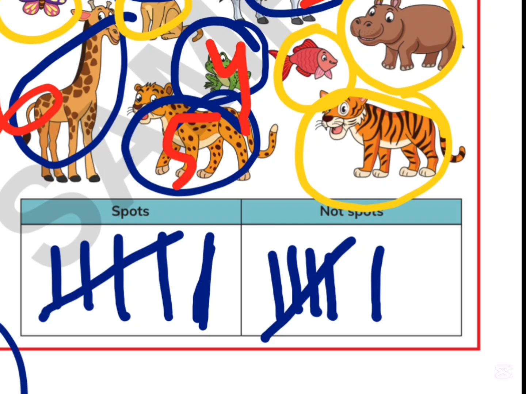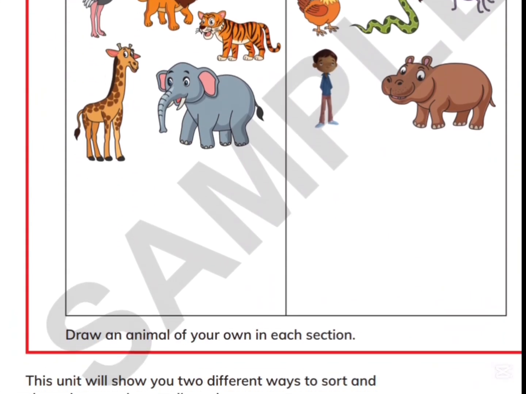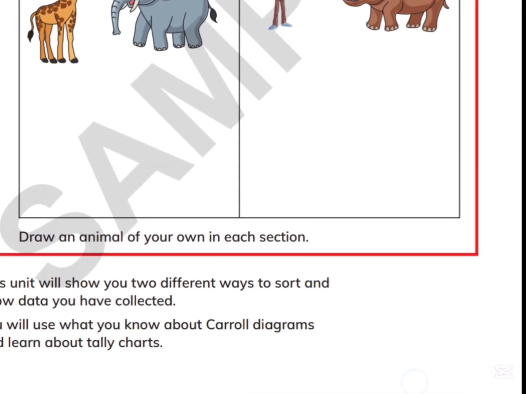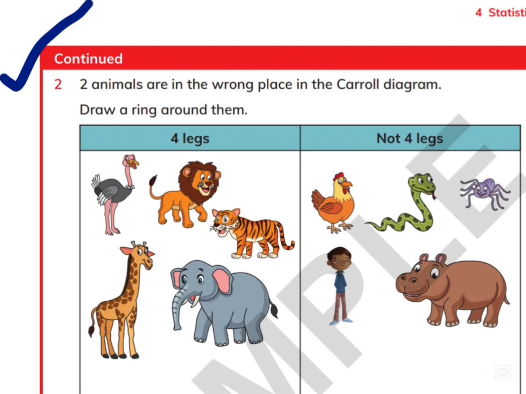Now we are going towards page number 69, second example. Two animals are in the wrong place in the Carroll diagram. Write a ring around them. Okay, what we have to see is there are two tables. You can see 4 legs and no 4 legs. Here it is saying the two animals are wrong. Here, 4 legs. We have to count 4 legs.